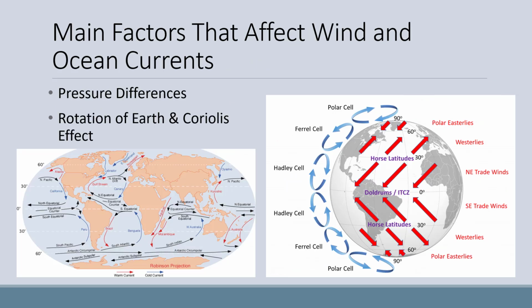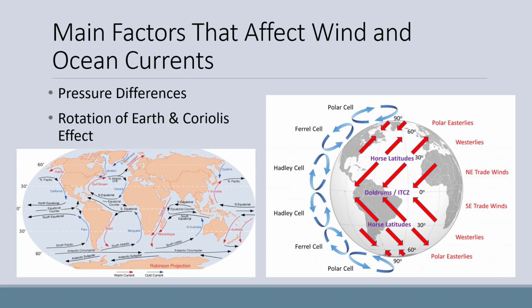The main factors that affect wind and ocean currents are pressure differences and also the rotation of the Earth and Coriolis effect. Surface ocean currents are shown on the left. The currents that move warm water from the equator to higher latitudes are shown in red, and the currents that move cool water from high to low latitudes are shown in blue. On the right are atmospheric convection cells in blue and major surface winds in red.